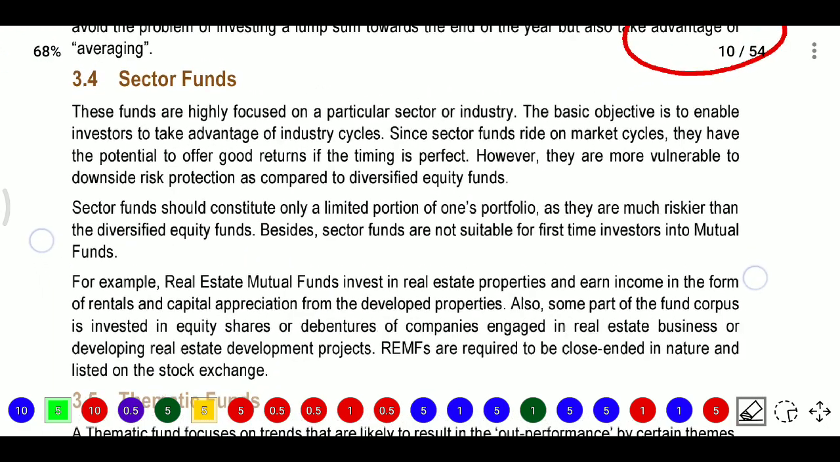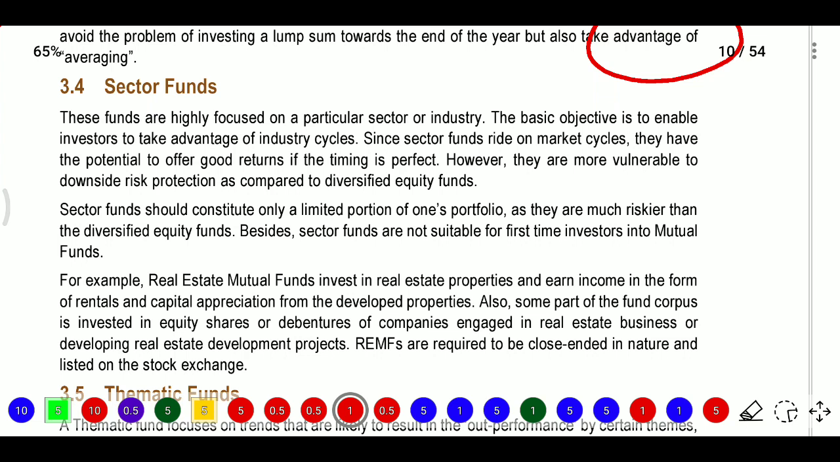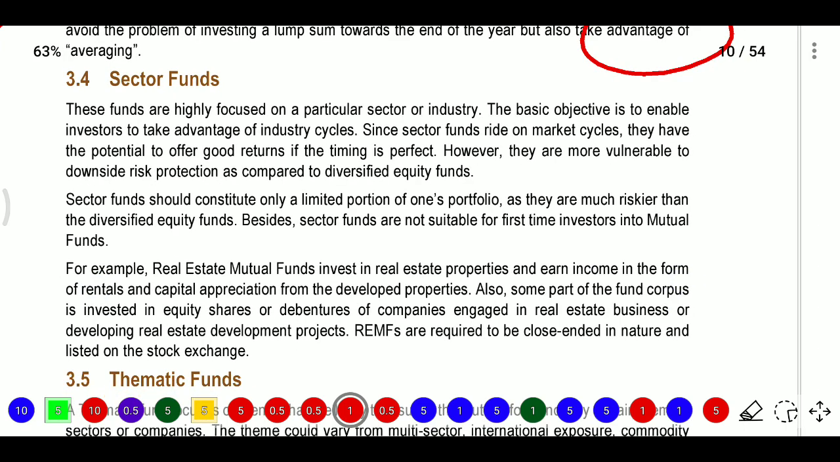Next, another one, sector funds. Sector funds are highly focused on a particular sector or industry, such as the IT sector, real estate sector, or infrastructure sector. They focus on these particular sectors. The basic objective is to enable investors to take advantage of industry cycles. So we have industry cycles, and you want to take advantage of them. Since sector funds ride on market cycles, they have the potential to offer good returns if the timing is perfect.